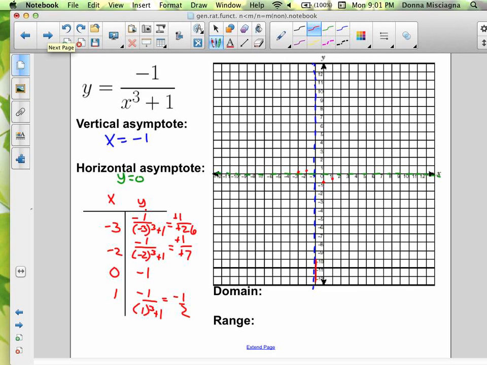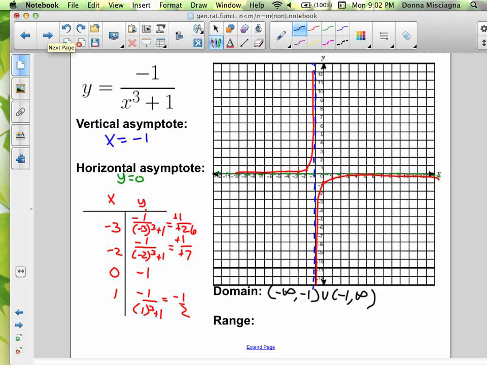So notice it pretty much has the same shape. It cannot cross the vertical. Oops, it's not supposed to cross the horizontal. There we go. Same thing over here. It won't cross the horizontal, and it cannot cross the vertical. So kind of the same shape. It's just these values got really small really, really fast. So the domain is everything but the vertical asymptote: negative infinity to negative 1, negative 1 to infinity. The range is everything but the horizontal asymptote.